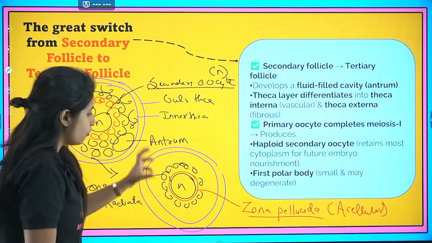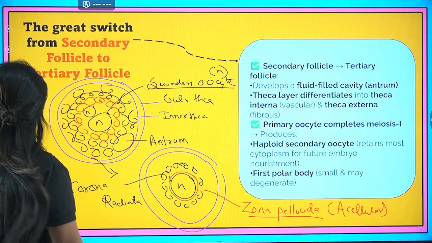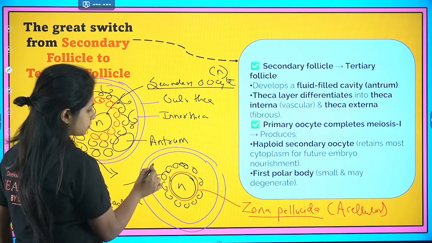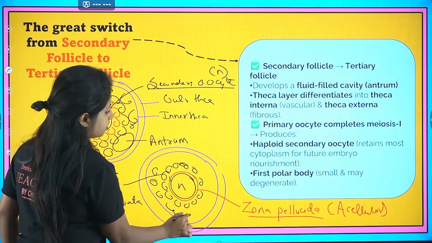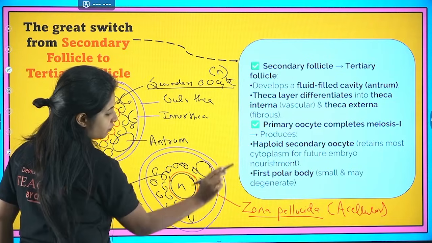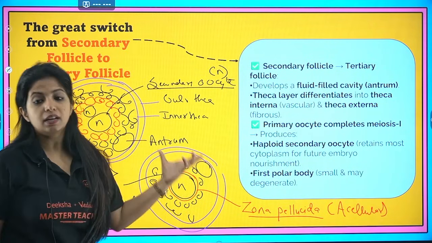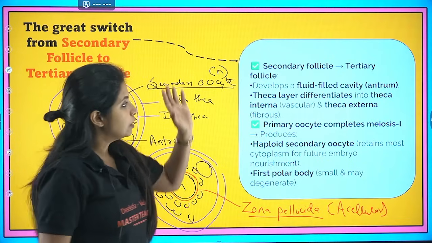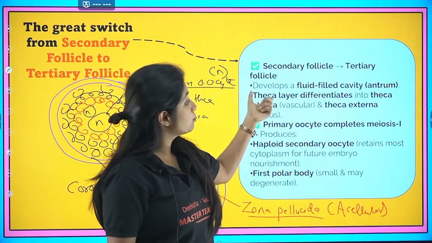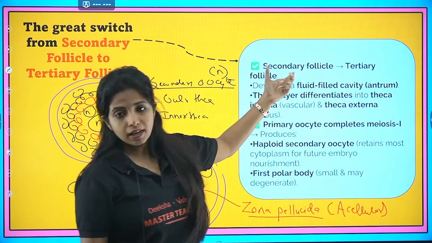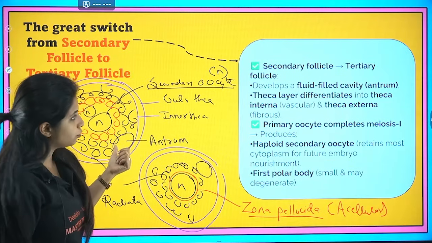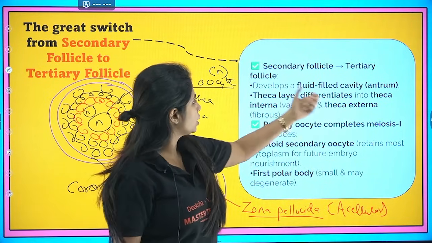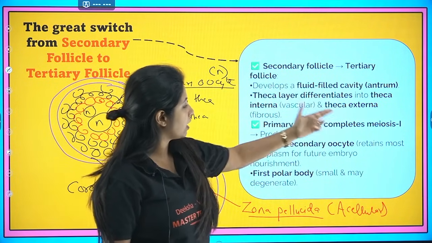Okay, so over here you have this, and apart from that, we already know the granular cells will be there. There will be a bigger antral cavity and everything that is there in the Graafian follicle. Graafian follicle is the mature form of follicle. Okay, so secondary follicle to tertiary follicle develops a fluid-filled cavity, that is antrum. In tertiary follicle, you saw there was antrum, a fluid-filled cavity. Theca layer differentiates into theca interna and theca externa.